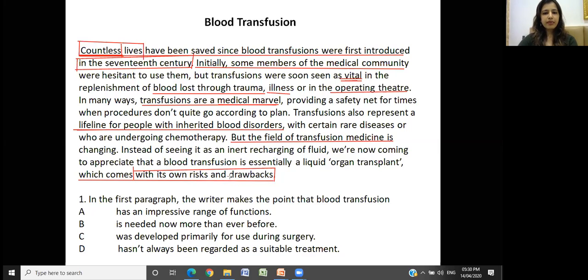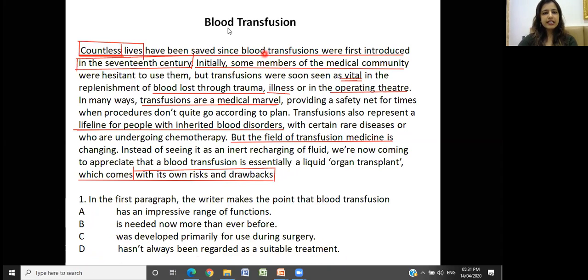That becomes my summary. Now, the next step for me is to go to the answer choices and use micro skills to rule out answer choices which do not match with the summary sentence. So here, if you look at these sentences, you can see here option D: hasn't always been regarded as a suitable treatment.